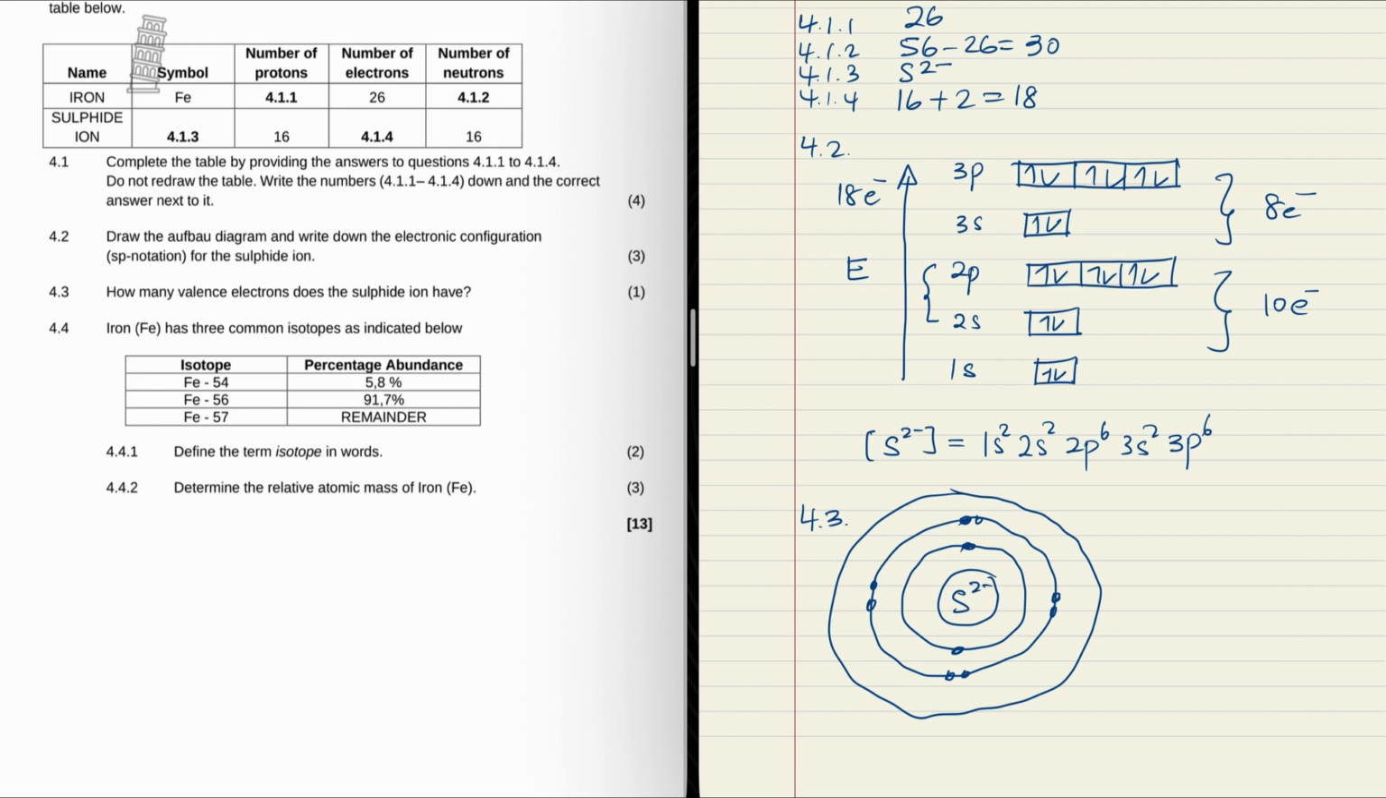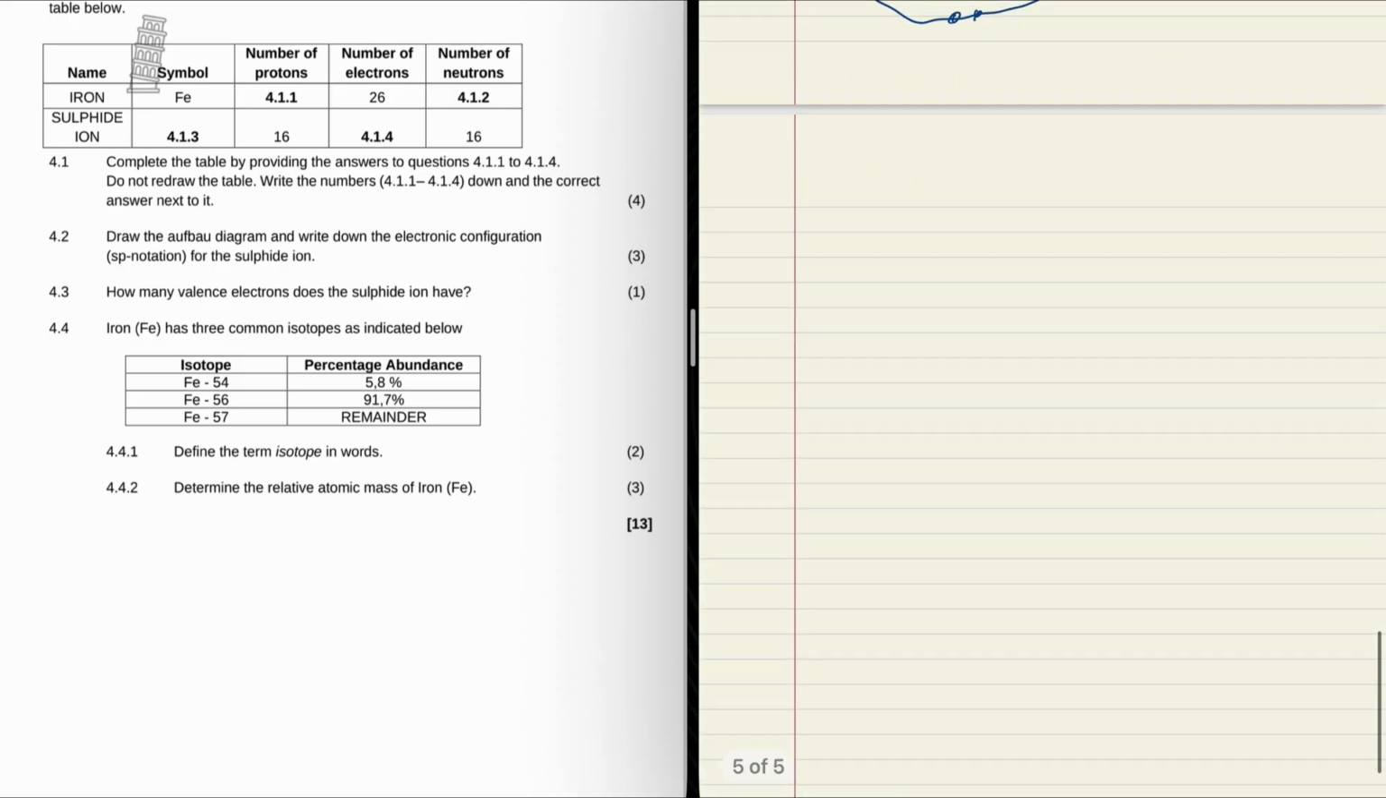And then the 3s and 3p is the third shell. So in total, there's 2, 4, 6, 8. There's 8 electrons there. So 1, 2, 3, 4, 5, 6, 7, 8. So we have 8 valence electrons.